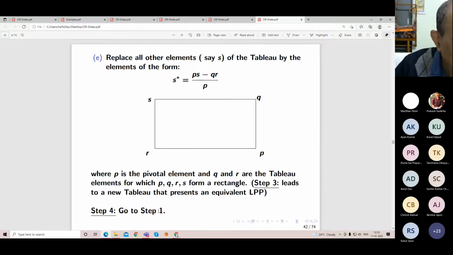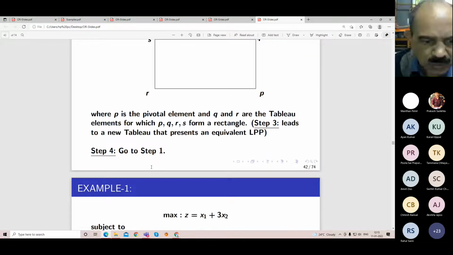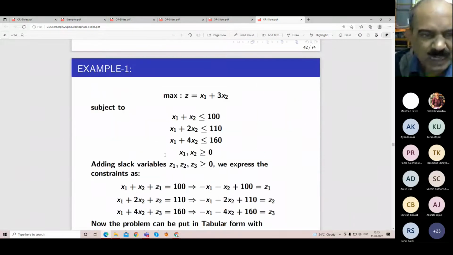Hello? Now, sir, let me move to the numerical example. Can you see this example?